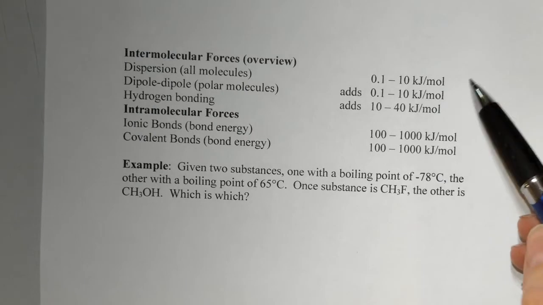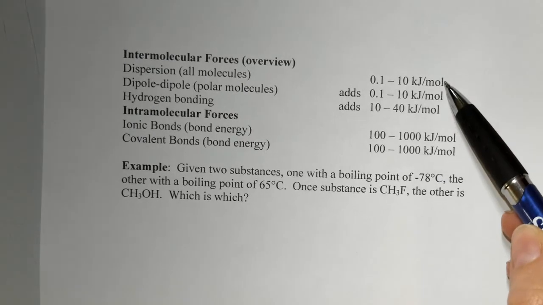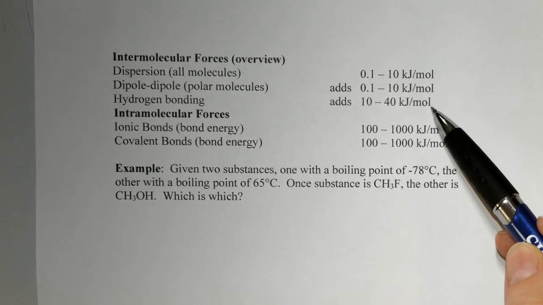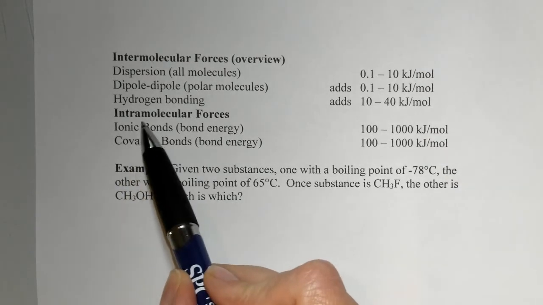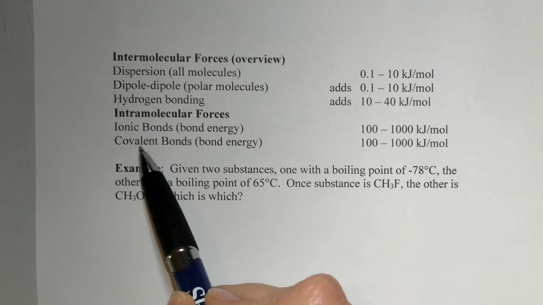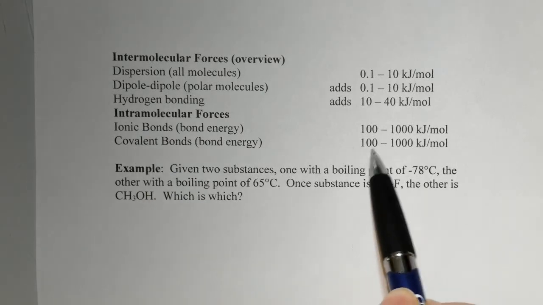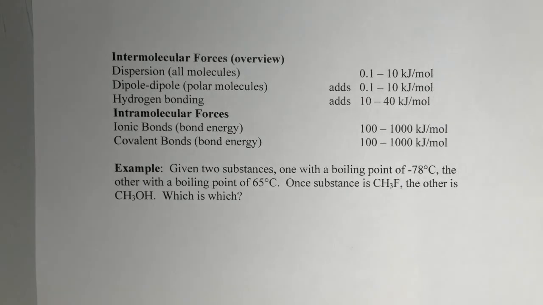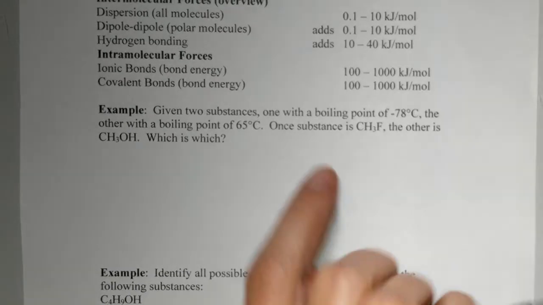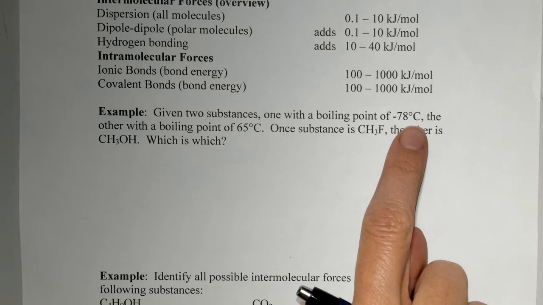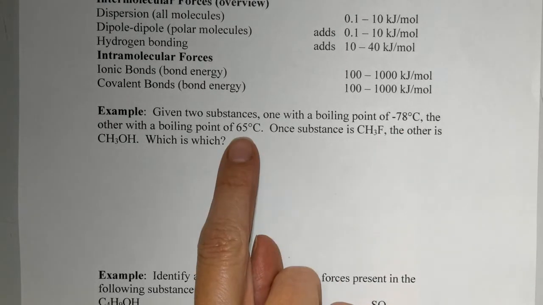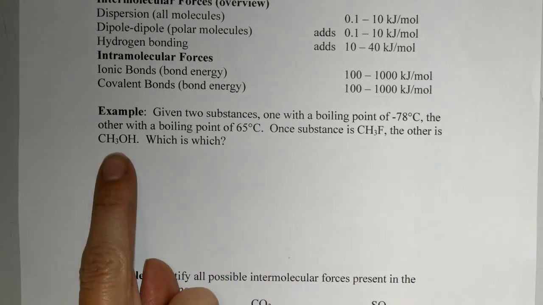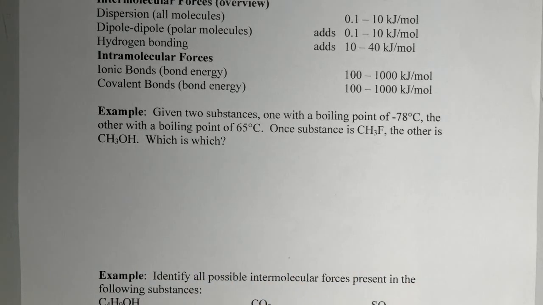All right, then tying some things together on the next page, I have all of the intermolecular forces here. So dispersion, dipole-dipole, hydrogen bond are the three that we learned. Intra are the forces within the molecules, ionic bonding, covalent bonding, right? So we're looking at intermolecular, between the molecules. So we've got two substances. One has a boiling point of -78 degrees Celsius, the other one's 65. One of them is fluoromethane, the other one is methanol. Which is which?